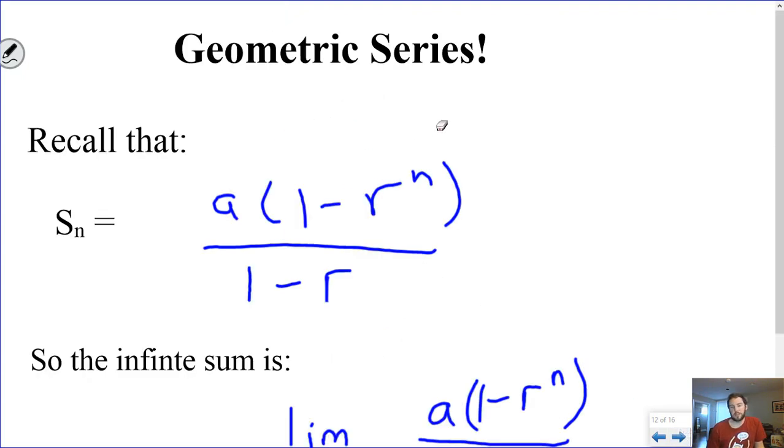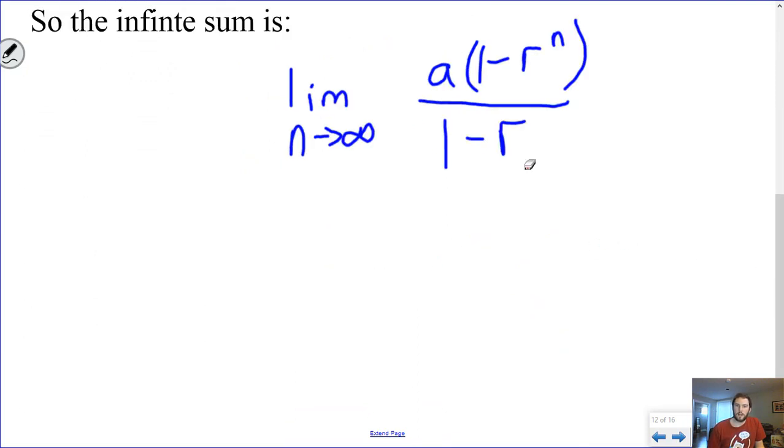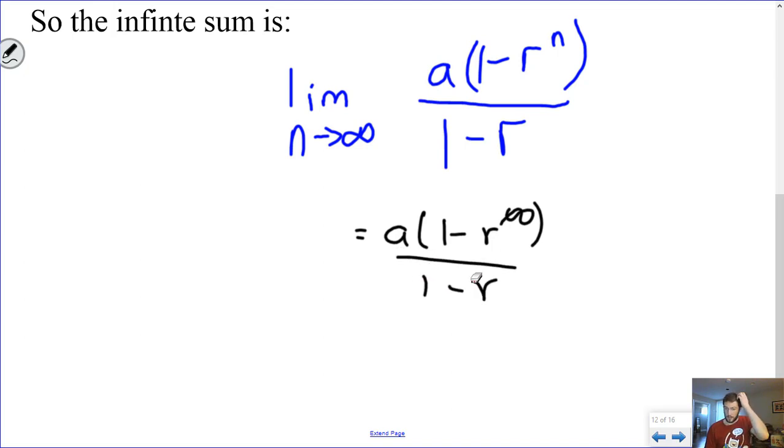Now, a geometric series, on the other hand, is a little different. So again, let's do the same thing. Let's take this formula that we established in the last video, and let's take the limit as n approaches infinity. So when I do that, I do direct substitution. I take that infinity and plug it into my formula. So this thing is going to be equal to a times 1 minus r to the infinity, over 1 minus r. Okay, so from here, it would seem like this thing also approaches infinity.